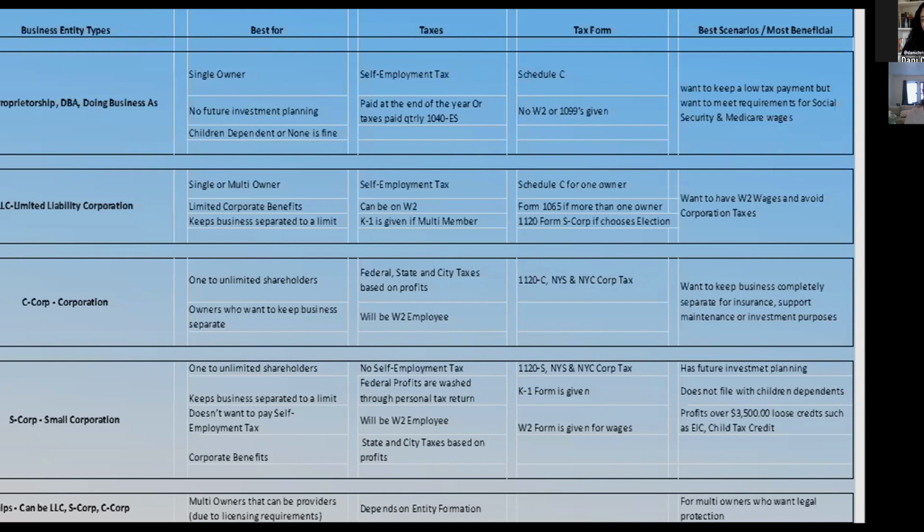And then lastly, partnerships, which can be an LLC, like I previously mentioned, an S Corp, or even a C Corp.